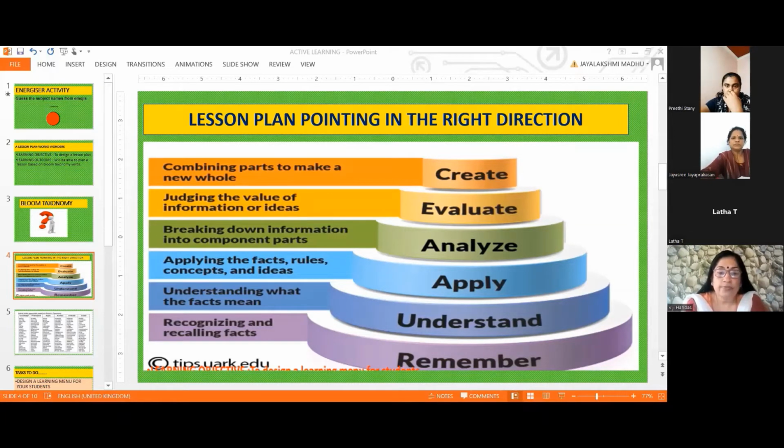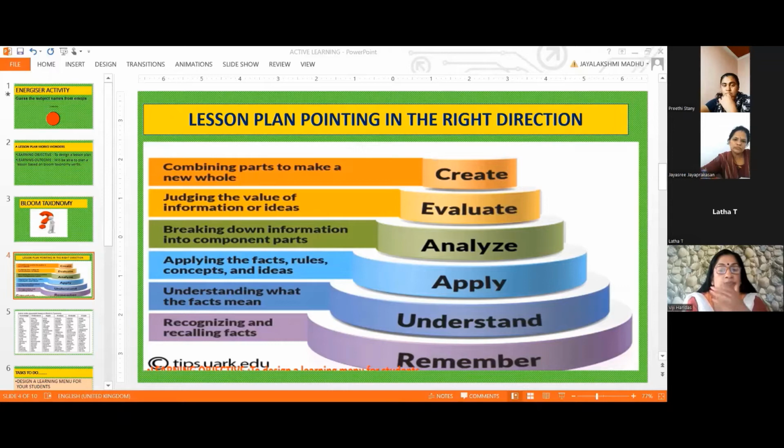Next, for example, if the topic of my lesson is tropical rainforest, I'm giving an example, you can apply it to your topic. I might ask the students to locate and label the location of tropical rainforest in a given map. That may be my first task.